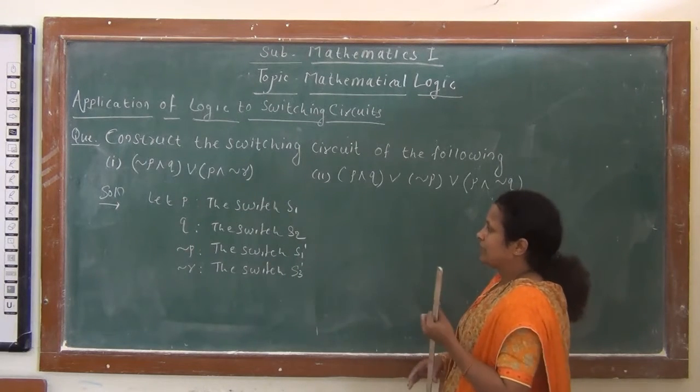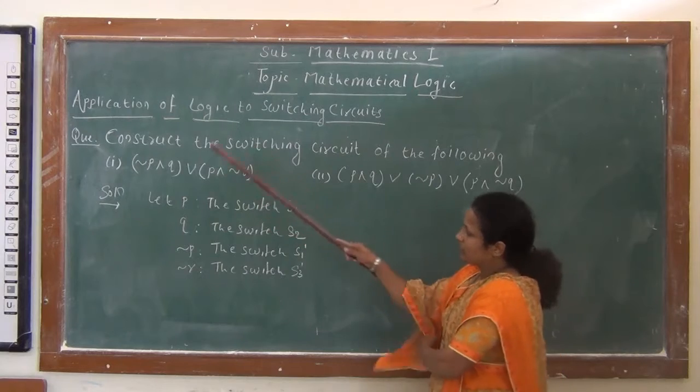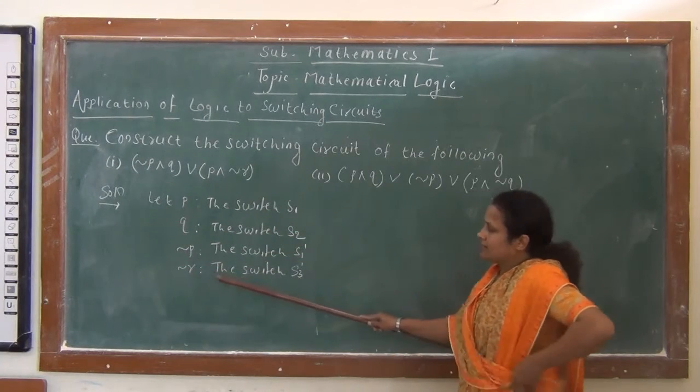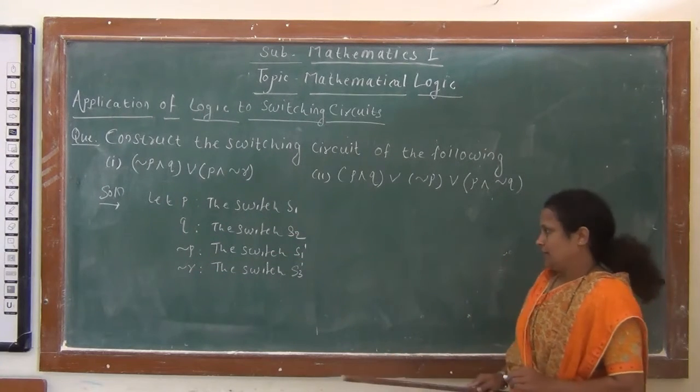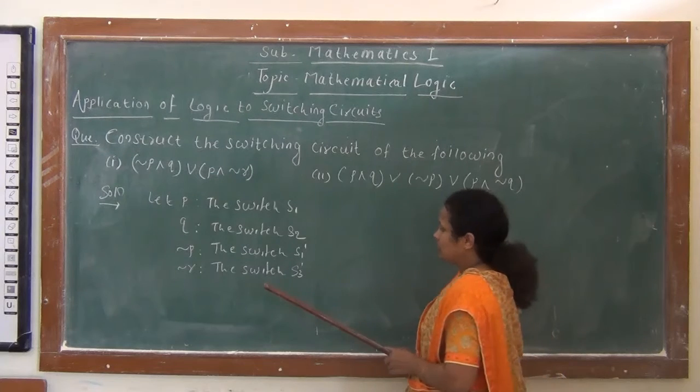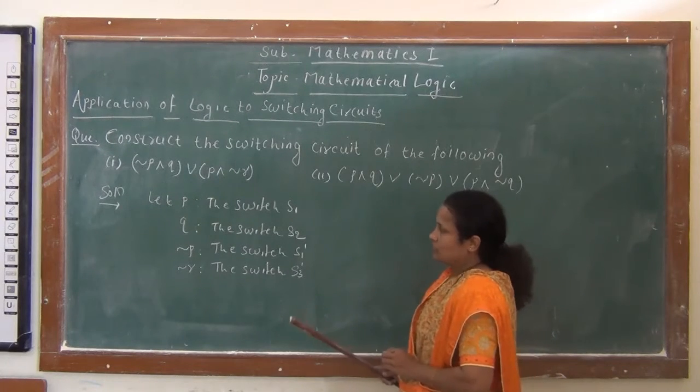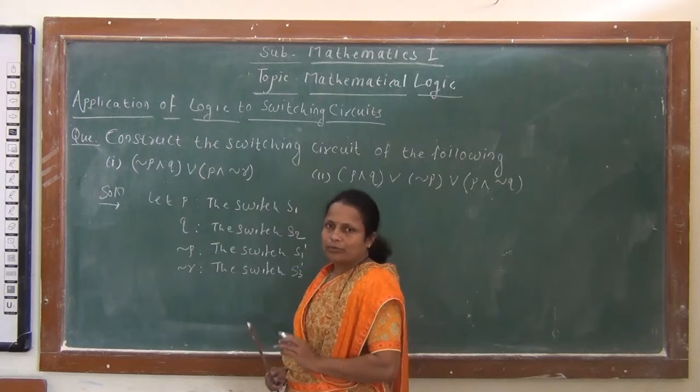For S1 you use P, for S2 you use Q, and if there is R, then it is S3. So negation R is equal to the switch S3 dash. So this is our first part, which is common to both types.